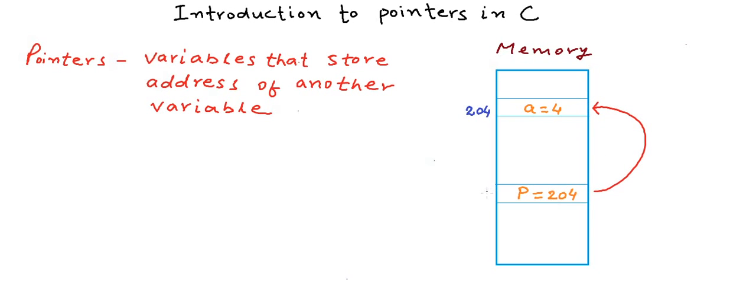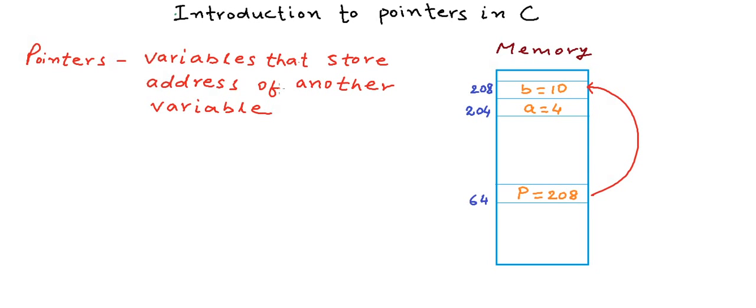Now p also takes some memory, so let's say it is stored at location address 64 and it also takes 4 bytes of memory. We can also modify p to point to another integer. So let's say if we have another integer at address 208 named b and having value 10, and if we change the address in p from 204 to 208, then p now points to b.